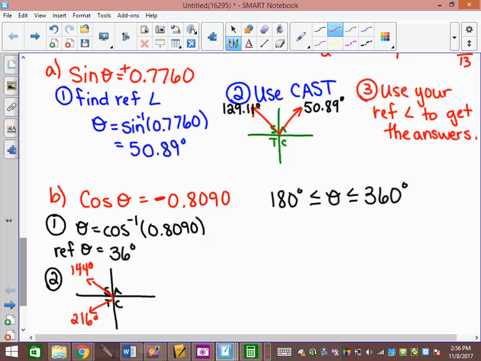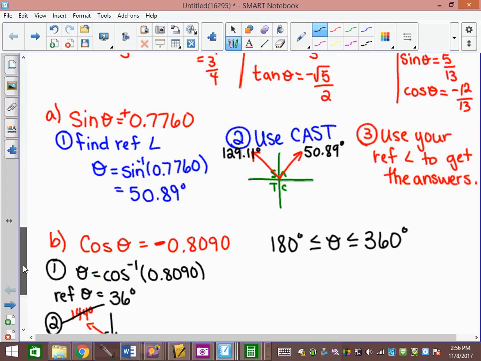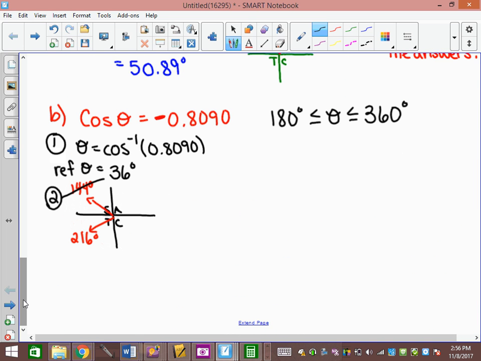Okay? Now, the catch here is, this one's out. Why is that one out? Not between 180 and 360. Okay. I asked you between 180 and 360. 144 is not between 180 and 360.